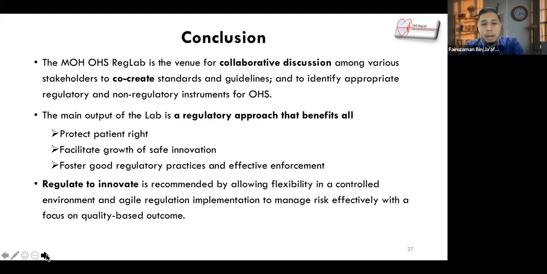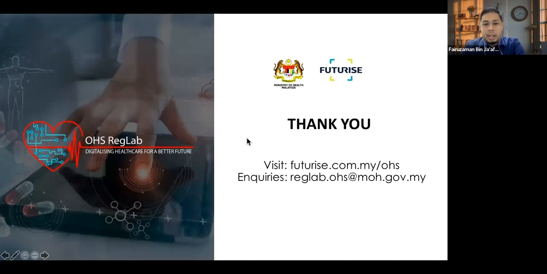So the main output of the lab is a regulatory approach that benefits all, protects patient rights, and facilitates growth of safe innovation, and also fosters good regulatory practices and effective enforcement. So "regulate to innovate" is recommended by allowing flexibility in a controlled environment and agile regulation implementation to manage risk effectively with a focus on quality-based outcomes. Okay, that is all. Thank you.